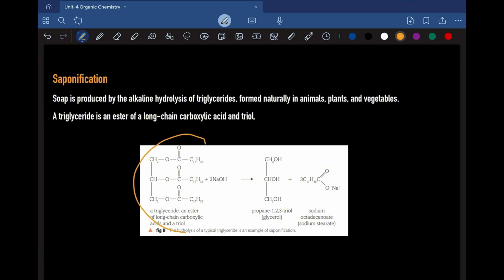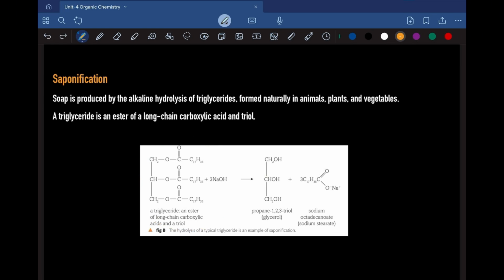This is a triglyceride. So basically soap is produced by the alkaline hydrolysis of triglycerides formed naturally in animals, plants and vegetables. A triglyceride is an ester of a long chain carboxylic acid and a triol. So which one is the carboxylic acid and which one is the triol?